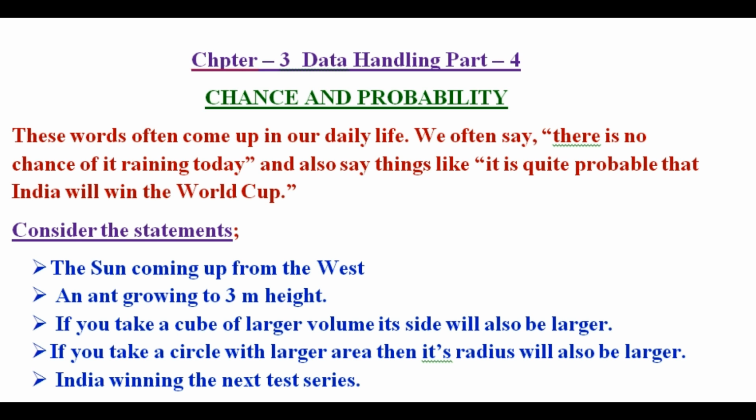Consider the statements. The sun coming up from the west. Is it possible? No, it is impossible. So it is an impossible event. An ant growing to 3 meters high. Is it possible? No, it is also an impossible event.